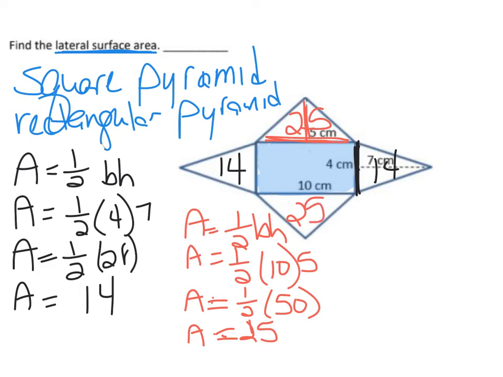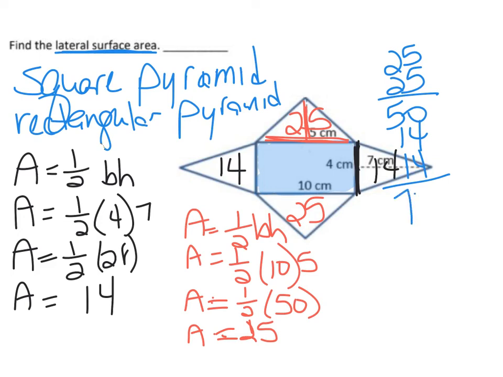So now we have everything we need, so all we have to do is add. So 25 plus 25 is 50. And 14 plus 14, that's 28, plus 50 is going to be 78. So my lateral surface area is going to be 78 square centimeters.